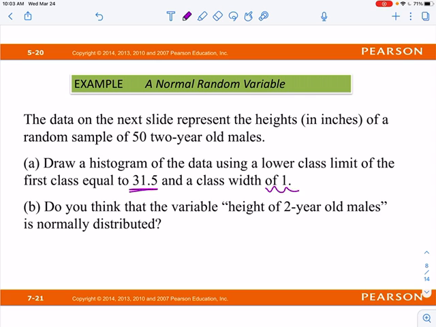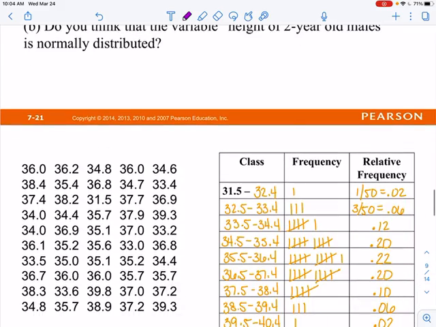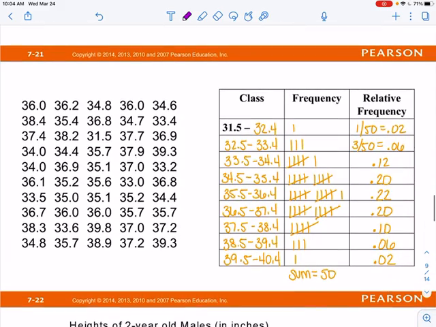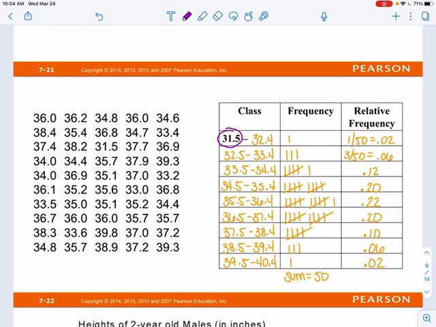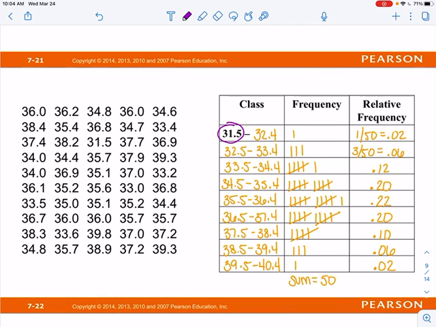On the next slide, the very first thing you're going to see already printed on your paper is that lower class limit of 31.5. I filled in the rest of the table already because I didn't want to take the time to do it during the video, but I do want to talk about it. That came from what I was just reading on the last slide: lower class limit of 31.5. They told you your class width was 1.